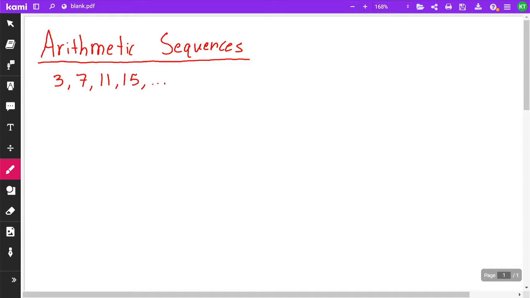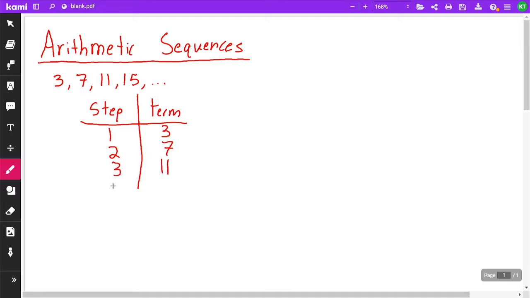So on the left, I'm going to write step, and on the right, there's going to be term. And so the first step, the first number we have, our term is going to be 3. The second, it's going to be 7. The third is going to be 11. And the fourth is going to be 15.